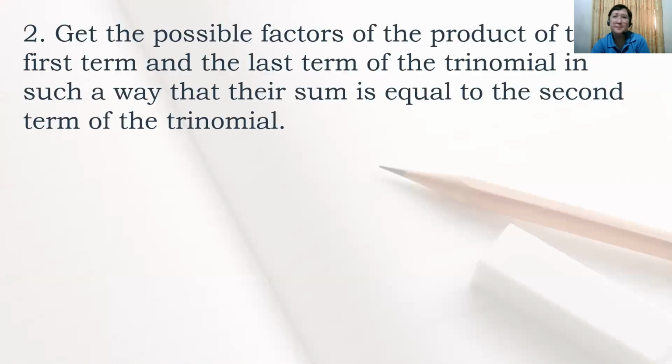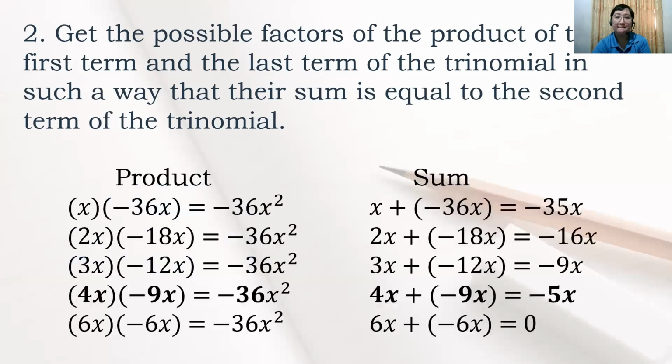Next step, get the possible factors of the product of the first term and the last term of the trinomial in such a way that their sum is equal to the second term of the trinomial. Again, get the possible factors of the product of the first and last term, which is negative 36x squared. And then again, the sum should be equal to the second term of the trinomial.